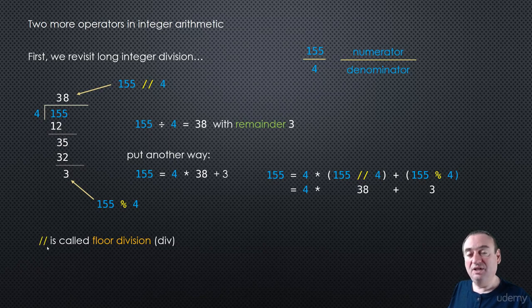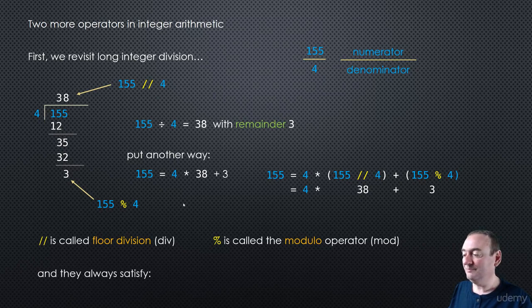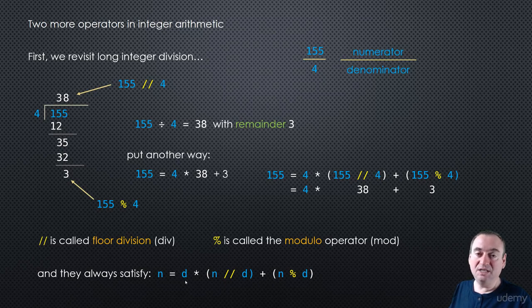So this operator here is called the floor division, which I'm just going to say div for short. But it's an integer division, but more specifically, it's a floor division. Right? That's the name of that operation. And this operator here is called the modulo operator, which I'll just shorten usually as mod. So we'll have div and mod as these two operators, // and that percent sign. And the thing about these two operators is that they always satisfy exactly that equation that we saw here. So in general, they always satisfy this equation, where n means the numerator and d means the denominator.